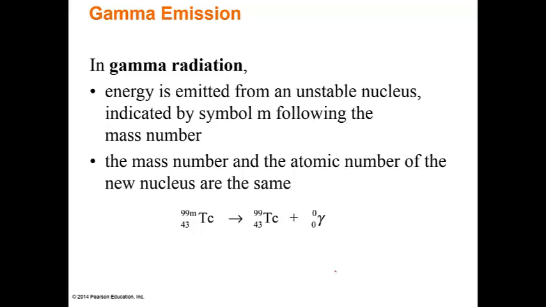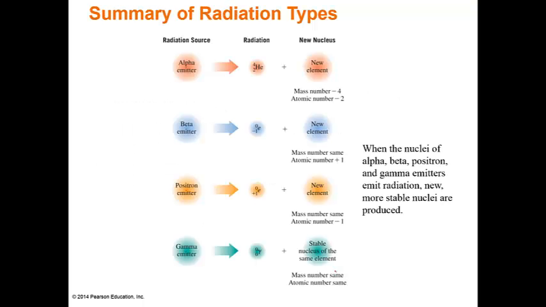In gamma radiation, energy is emitted from an unstable nucleus indicated by the symbol M in the following, the mass number. The mass number and the atomic number of the new nucleus are the same. They don't change, okay? They're exactly the same. But the M indicates that it is letting off gamma radiation, all right?